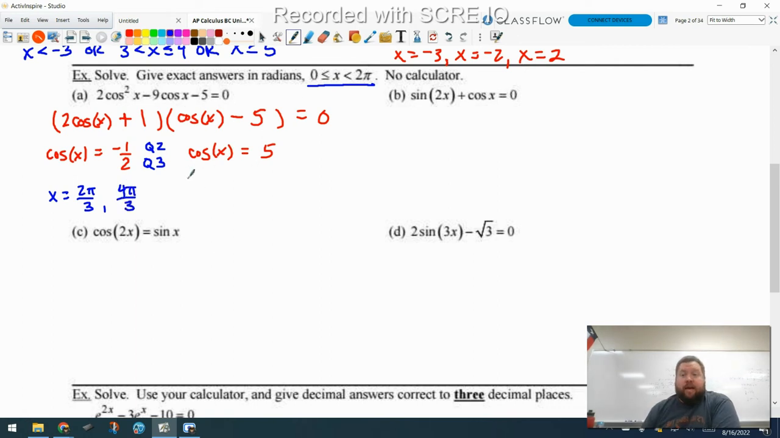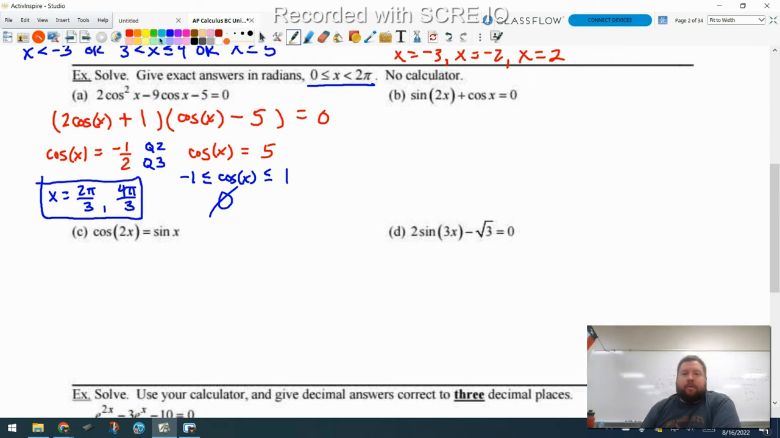All right, over here, remember that cosine has a range. Negative 1 is less than or equal to cosine x is less than or equal to positive 1. It oscillates between negative 1 and positive 1. So would it be possible for cosine to equal 5? No. The maximum of cosine is positive 1. So this actually has no solution, which means these two are the only solutions for this equation.